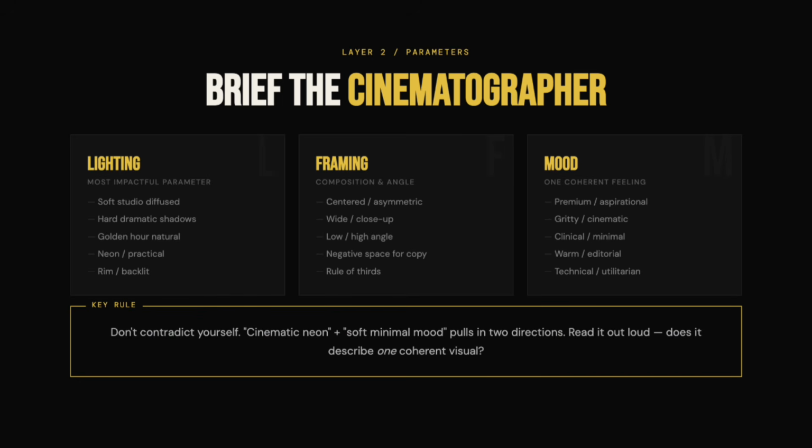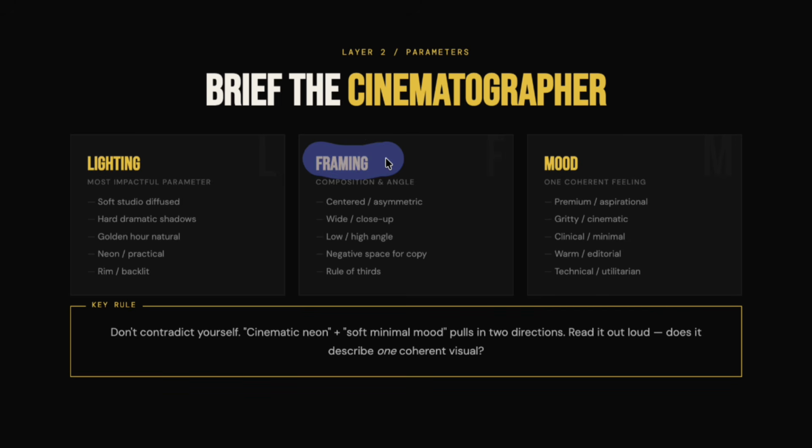Now layer 2, parameters. Giving the model a complete visual brief. This is where most of the quality gap lives. The parameters layer tells the model the conditions of the image. Think of it as briefing a cinematographer. You wouldn't say make it look good. You'd specify lighting, soft studio, hard shadows, golden hour, neon. This single parameter changes the feel of an image more than anything else.